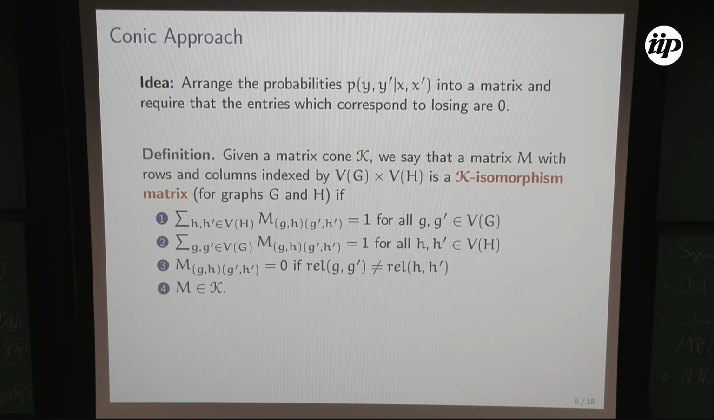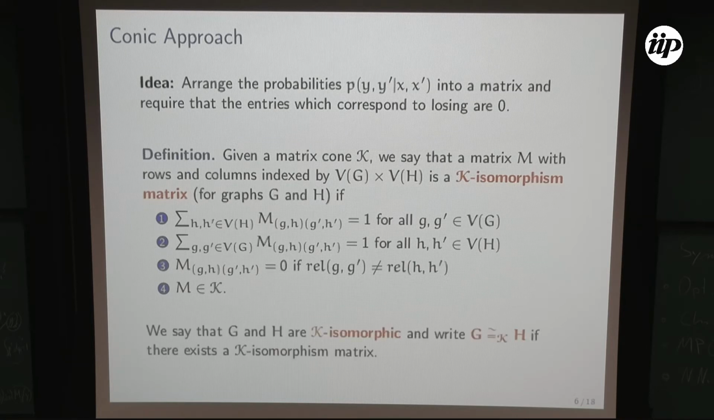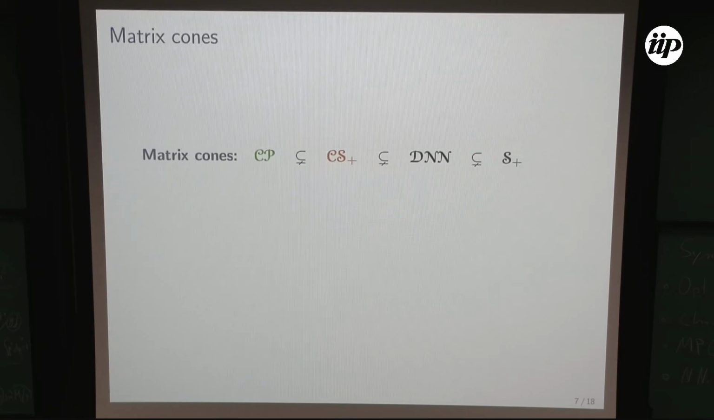Okay, and then I require that certain entries are 0, namely the entries which correspond to Alice and Bob losing in this game. All right, and then whenever such a K isomorphism matrix exists, we can say that the graphs G and H are K isomorphic, where K is some matrix cone.